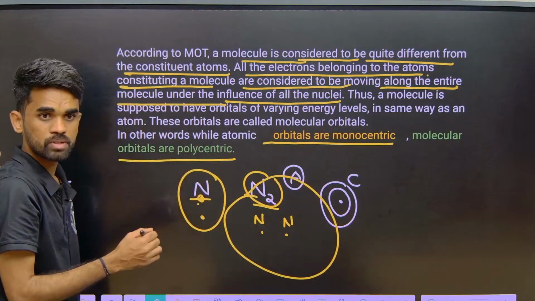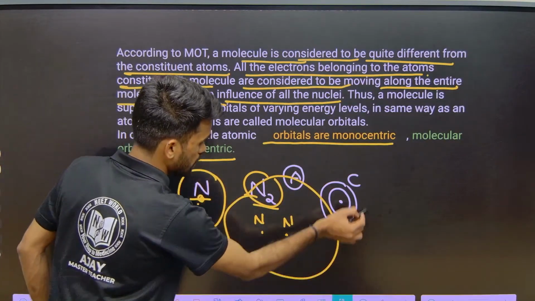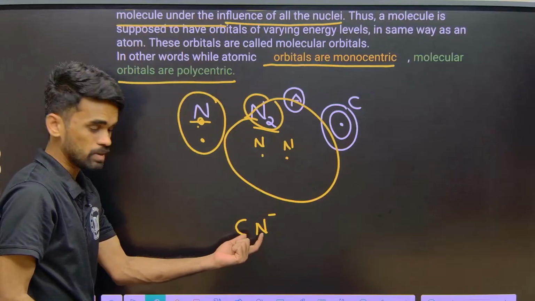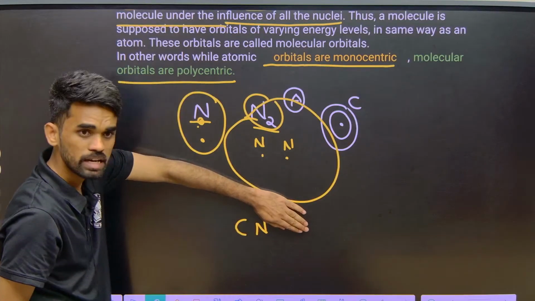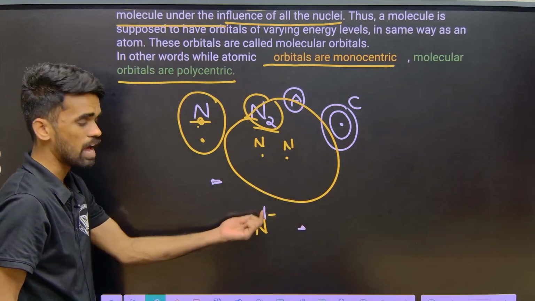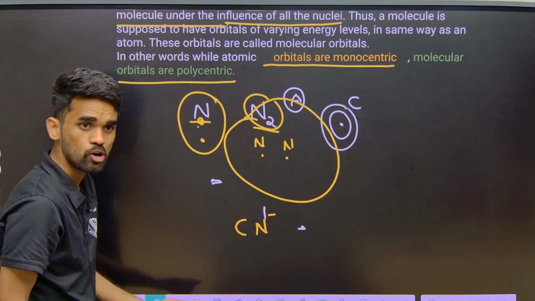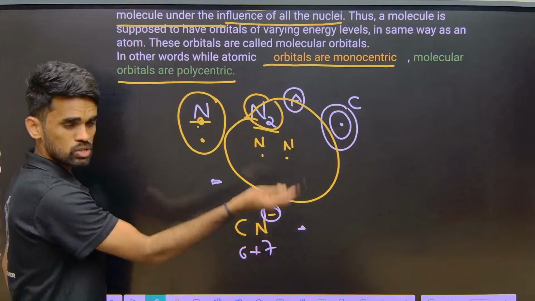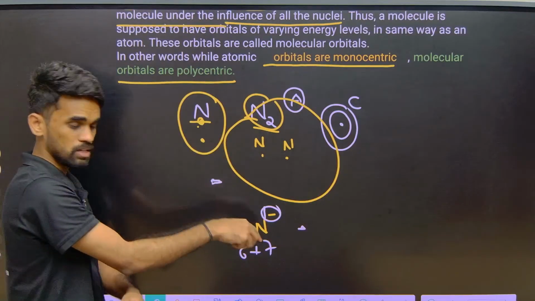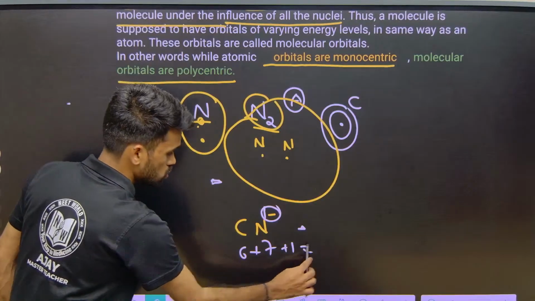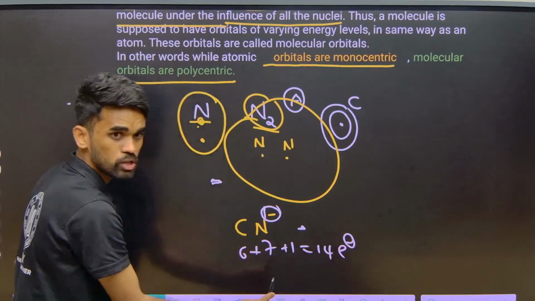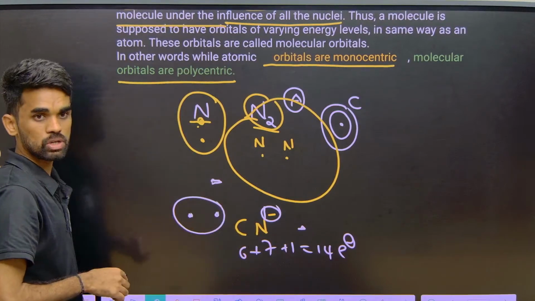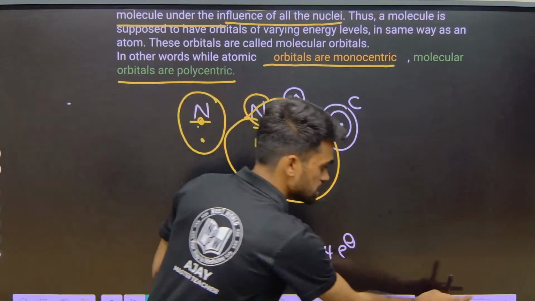For example, here I am saying CN minus, the cyanide ion, which exists in a diatomic form only. What is the total number of electrons? Carbon atomic number is 6, nitrogen atomic number is 7, and with one negative charge, one electron is extra, so add that electron. So in total there are 14 electrons. These 14 electrons revolve around both nuclei, carbon and nitrogen, so it is polycentric. Okay, so this is also a basic thing.